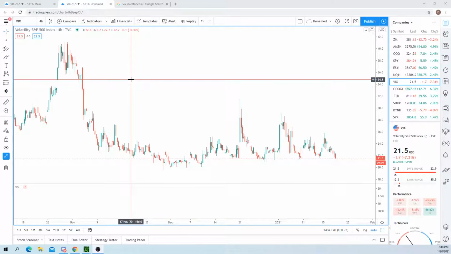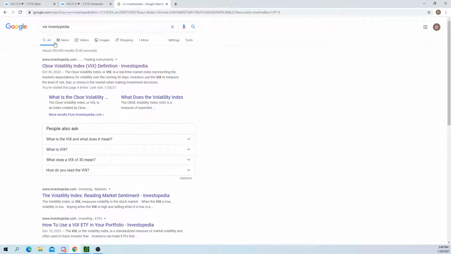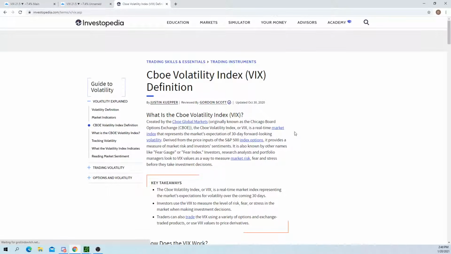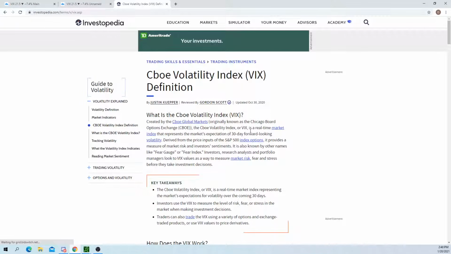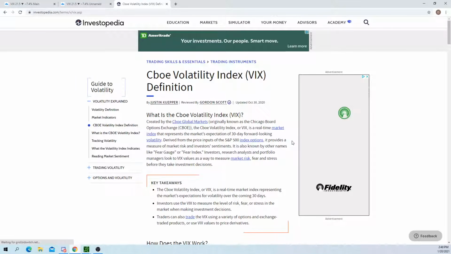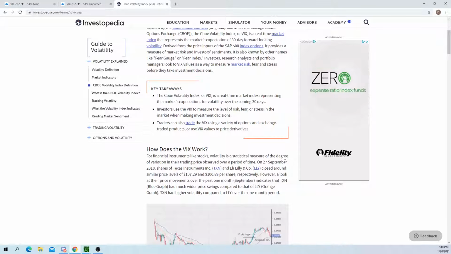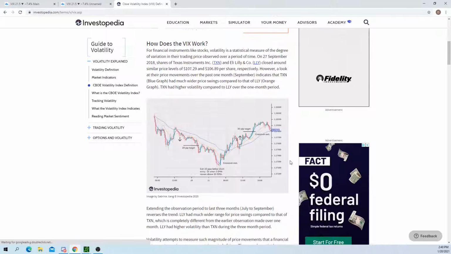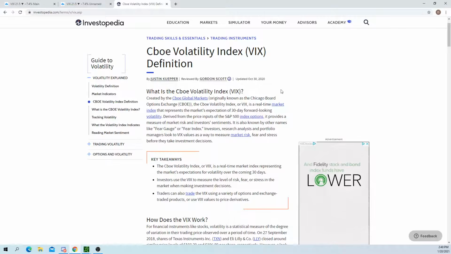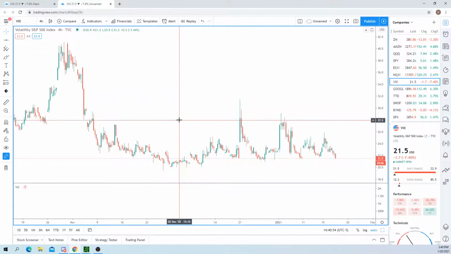If you want to learn more about the textbook definition and how it's calculated, I recommend typing in VIX Investopedia on Google or any other search engine, and you'll see various web pages with good educational content. Like I said, these are for if you want to find out the textbook definition, how the VIX works, how it's calculated, all that kind of stuff. This is a good source for that. For this video, I'm not going to bore you with that information. I'm just going to jump right into how I personally use it.